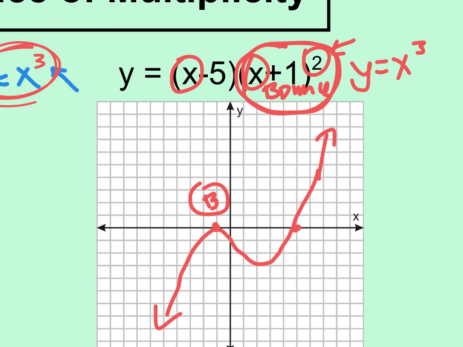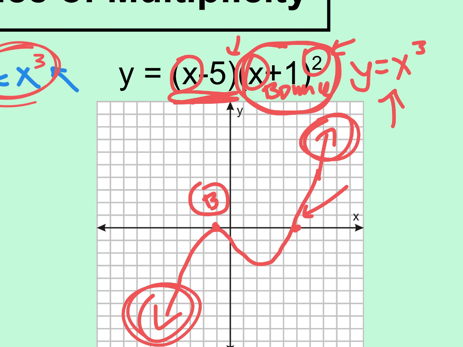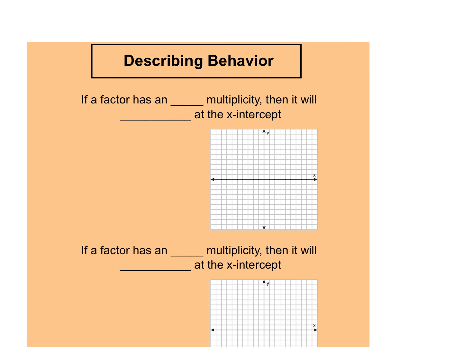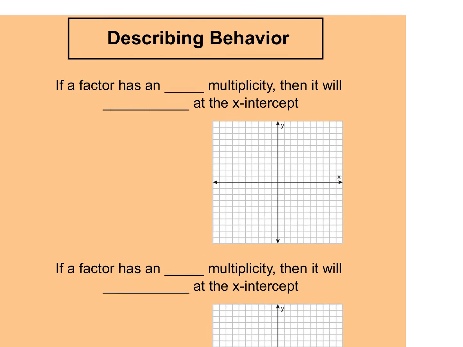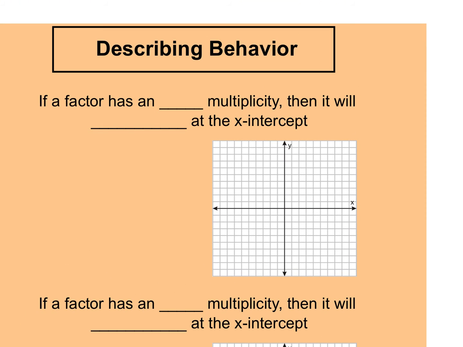So, this one had a bounce at -2, a pass through or a cut through at 5. See, the 5 didn't have any weird power, so it just passes through. It was up on the right because this was positive. It was down on the left because this was odd and therefore it needed to be different than the other side. Okay, I've taught you almost everything, so let me just fill in these last couple things to take notes.